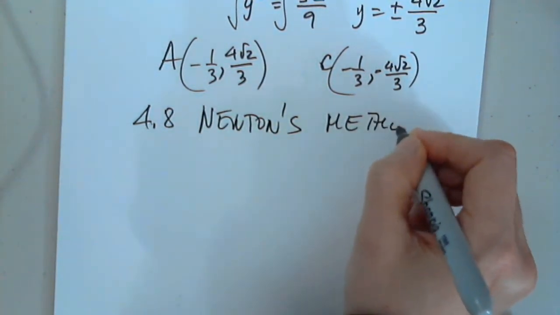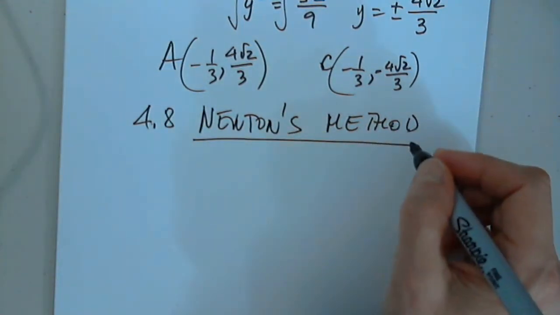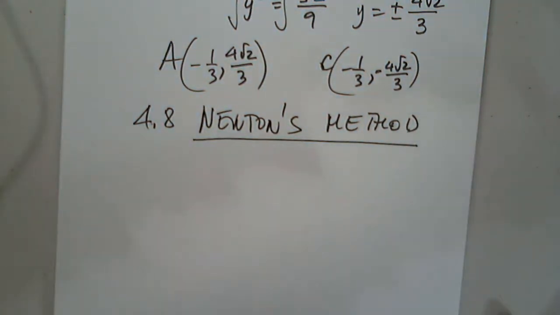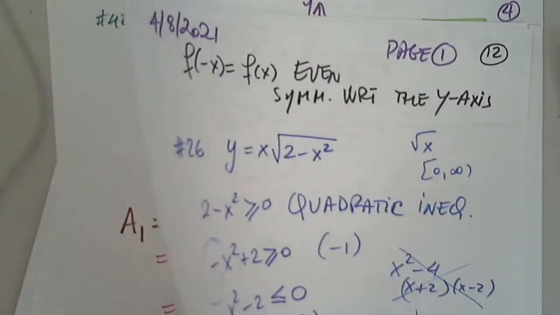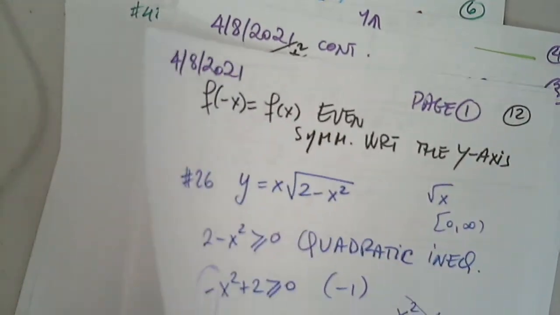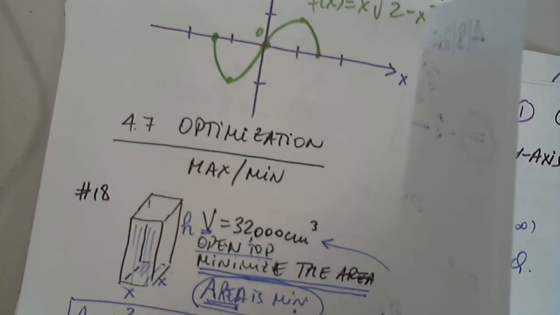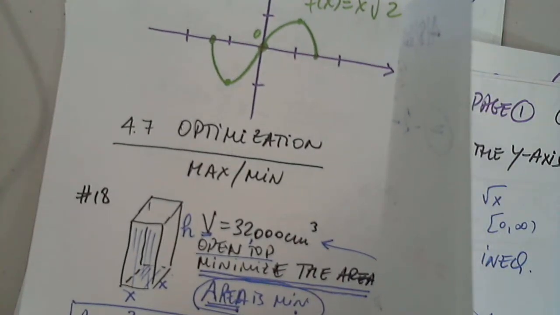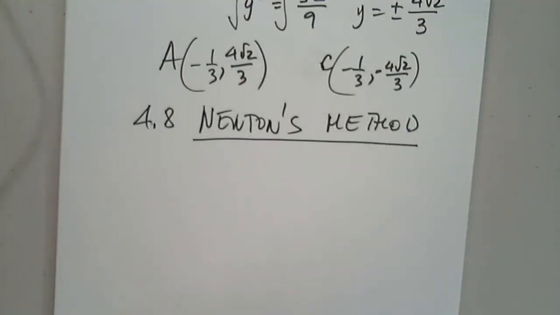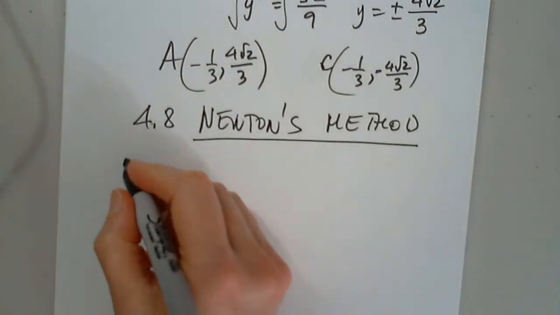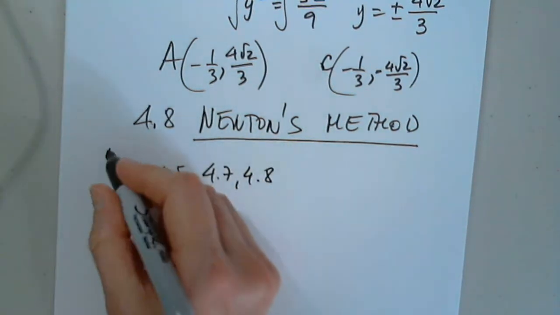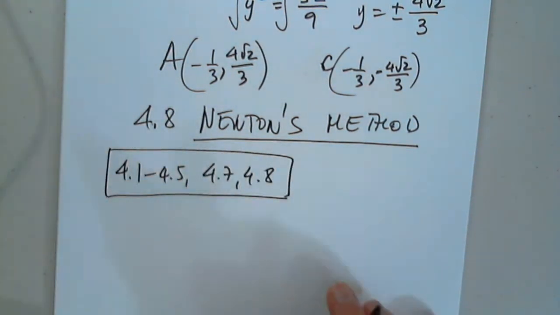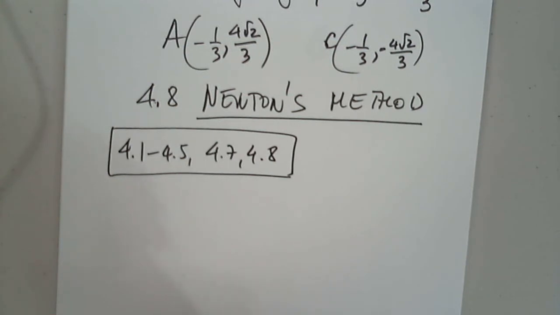method. What section was optimization? 4.7. 4.7, okay. 4.7 is the only portion of chapter 4 not covered on the test. It is going to be 4.9 and 4.6. So the sections for test 3 are 4.1 through 4.5, 4.7 and 4.8. That's it. Not 4.6 and not 4.9.